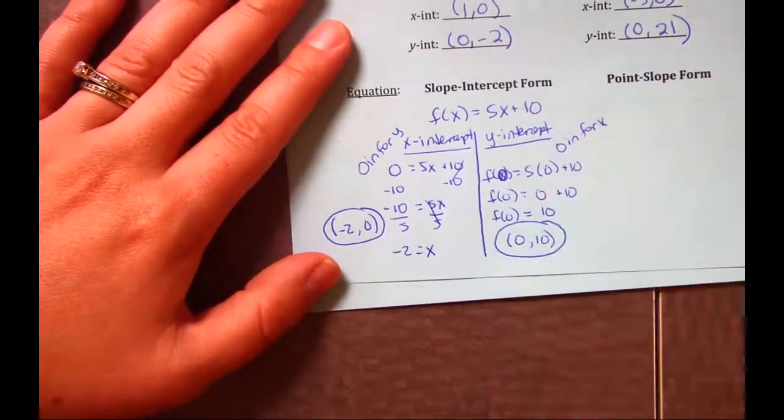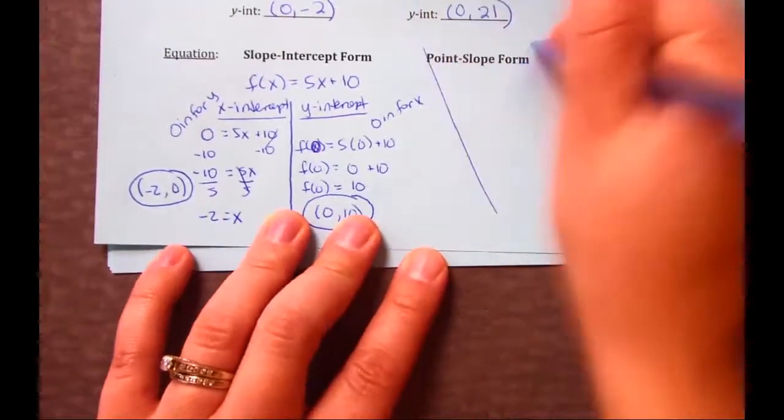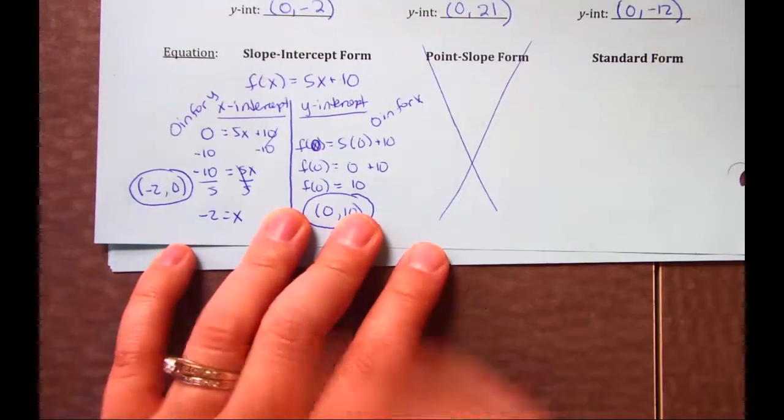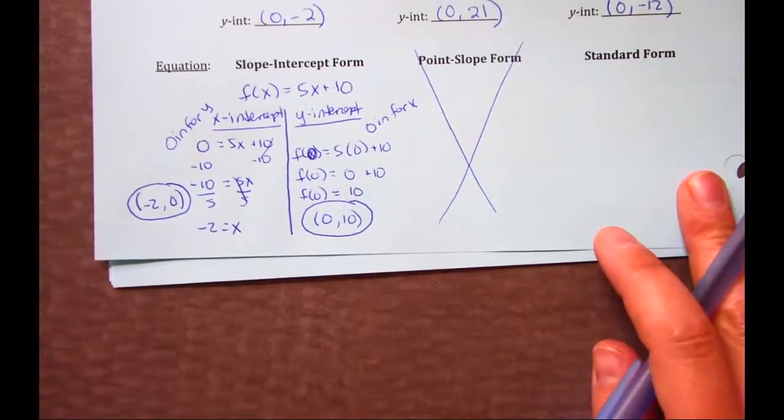So that's my y-intercept. We are not going to do point-slope form because that's really tricky, and you might as well just change it into slope-intercept form. There's no sense trying to do it when it's in point-slope form. And we'll talk about how to do that later.